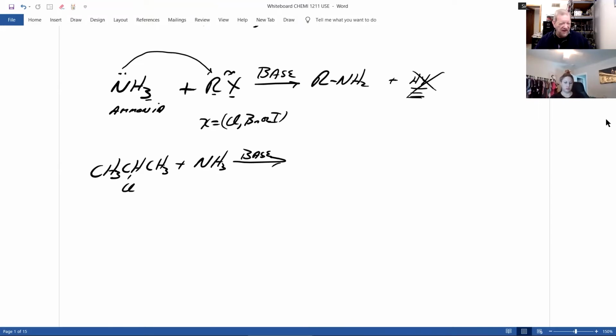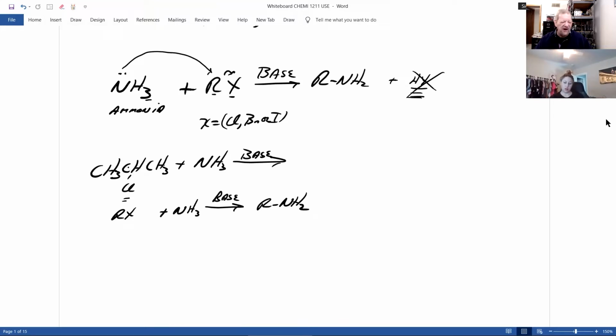And here, what do we have? What's different? Look for what's not carbon, what's not hydrogen. Ooh, chlorine on this carbon, it's an alkyl halide. And here, ooh, ammonia, that's different. And the presence of base, you get a primary amine.